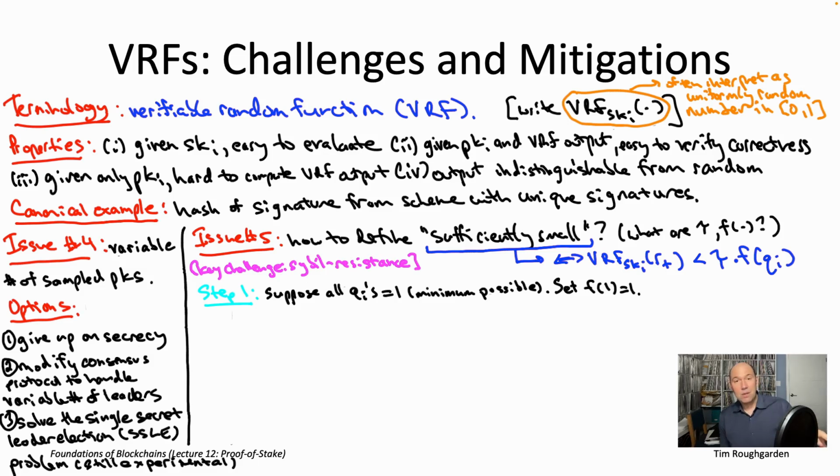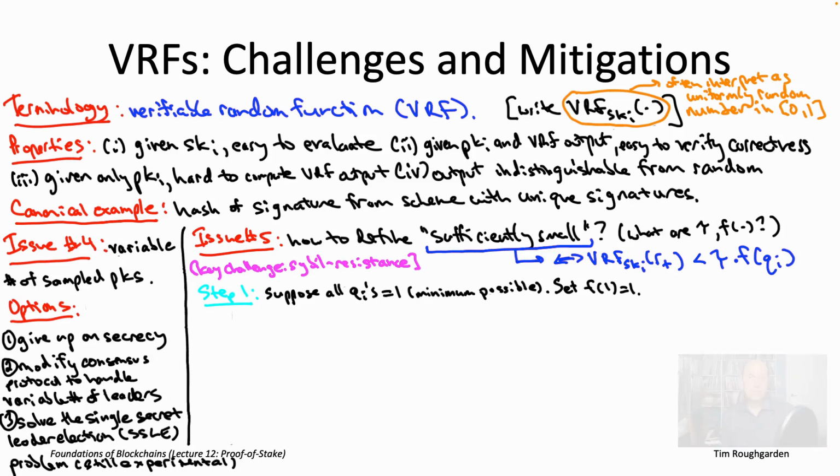The left-hand side, meanwhile, the VRF output, we're interpreting as a uniformly random number between 0 and 1. So the probability that it's less than tau, well, that's just going to be equal to tau, right? If tau equals 1 over 100, then the probability that a uniformly random number from 0 to 1, which is how we're thinking of the left-hand side, 1% of the time it's going to be less than 1 over 100, 99% of the time it's going to be more than that.